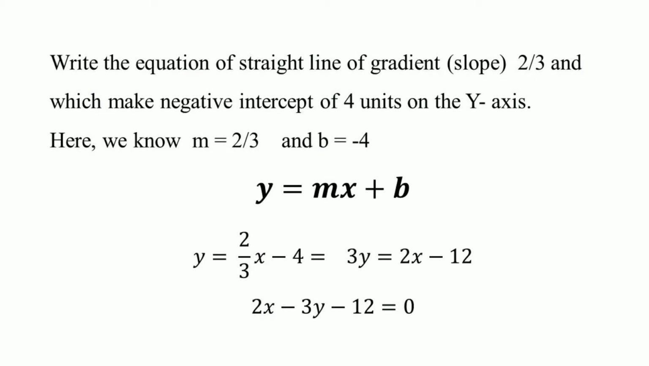By rewriting this equation, it becomes 3y is equal to 2x minus 12. Then you can rewrite it as 2x minus 3y minus 12 is equal to 0, or again you can rewrite it as 2x minus 3y is equal to 12.